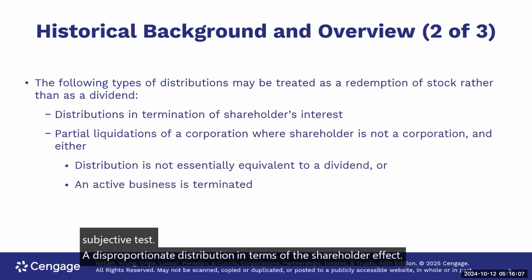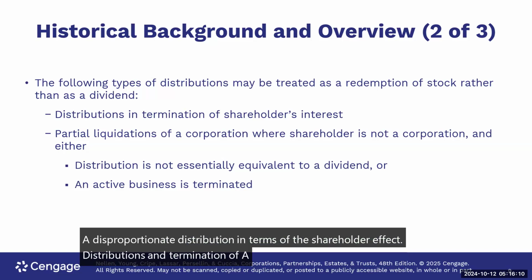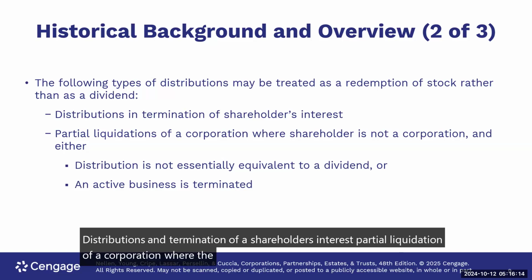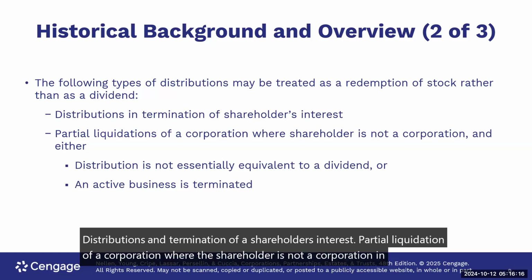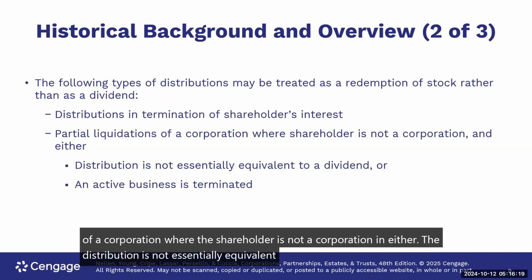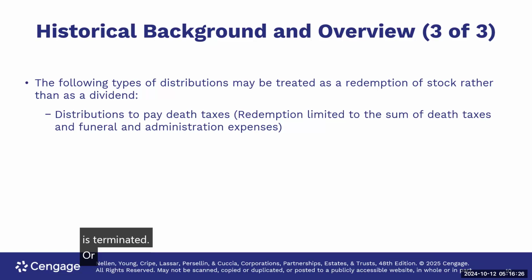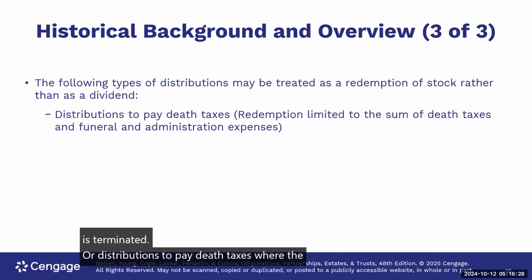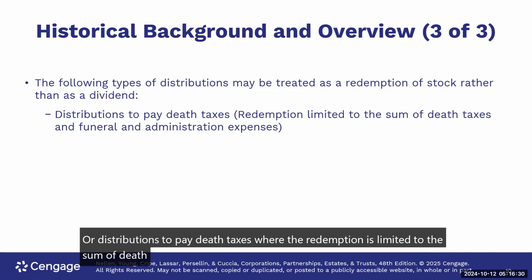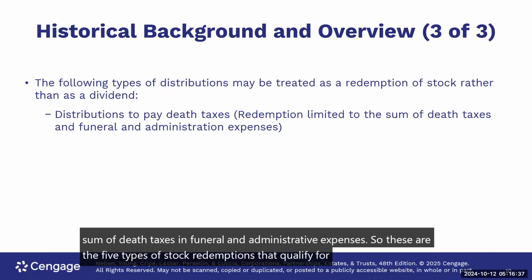Distributions in termination of a shareholder's interest. Partial liquidation of a corporation where the shareholder is not a corporation and either the distribution is not essentially equivalent to a dividend or an active business is terminated. Or distributions to pay death taxes, where the redemption is limited to the sum of death taxes and funeral and administrative expenses. So these are the 5 types of stock redemptions that qualify for sale or exchange treatment.